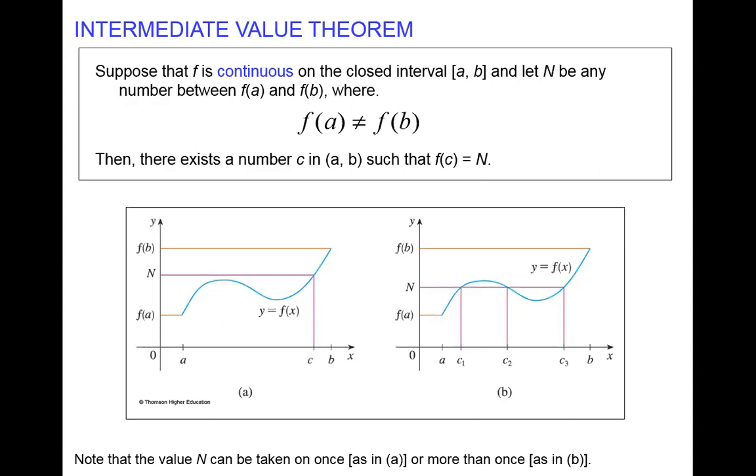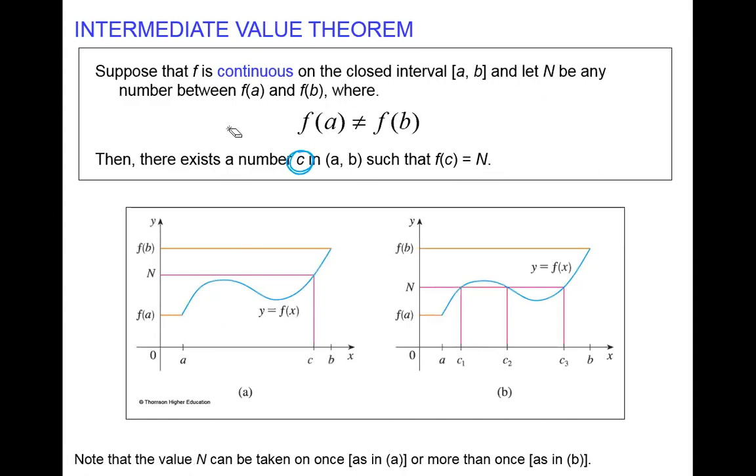Okay, intermediate value theorem. What is it telling me? Suppose that f is a continuous function on the closed interval from a to b, a nice and smooth curve, for example that blue curve. And let n be a number between the values f of a and f of b. That means n is simply a horizontal line between f of a and f of b, where the values of f of a and f of b are different. Then there exists a number c in that interval from a to b, such that the value at c is exactly n.